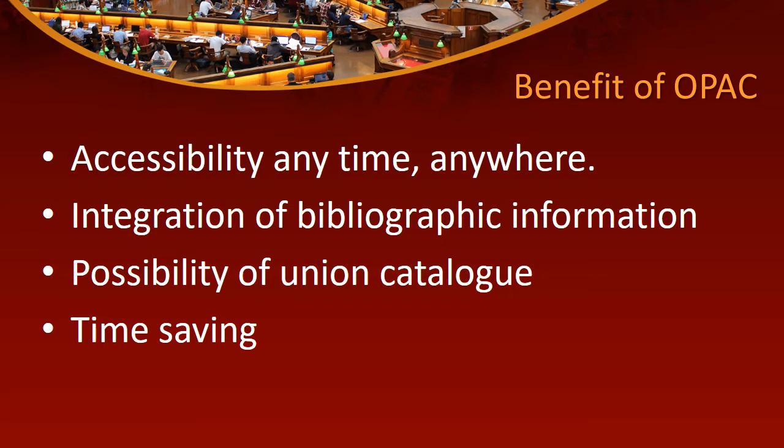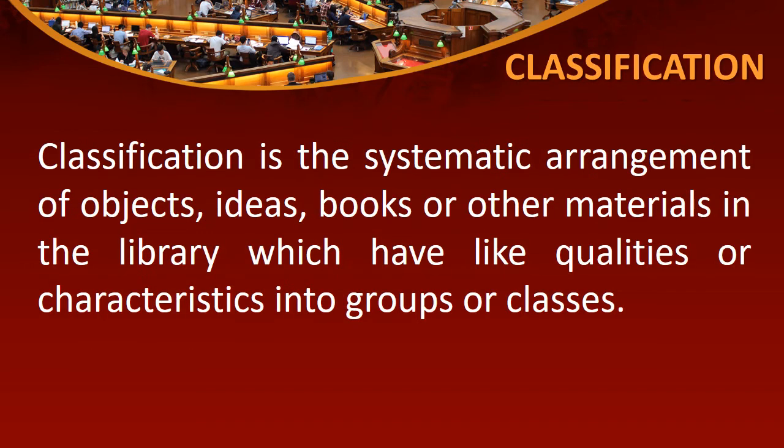Number 2 is integration of bibliographic information. That means I can search online and get bibliographic information of materials that are possibly available in Tascade Library, in OU Library, in Taswell Library, so that I will know where to go at a time. Possibility of union catalog is very, very easy. That is, having a collation of all the materials that are present in each of the libraries, and that is what OCLC is doing. It is time saving because you can search many OPACs at the same time through the web.